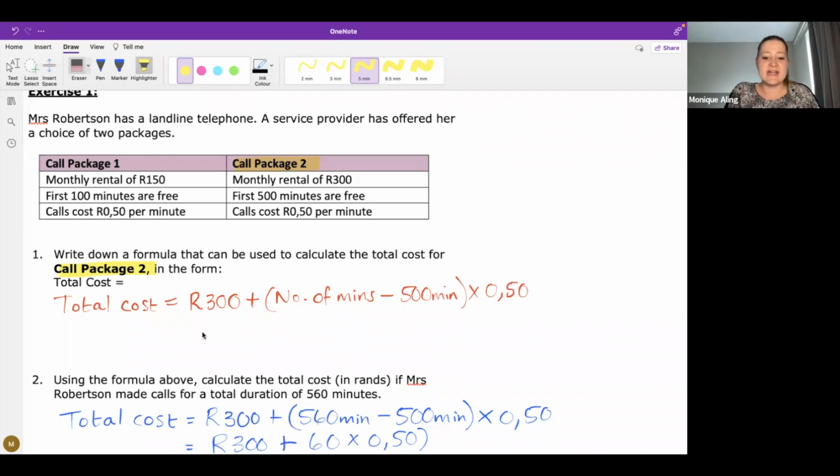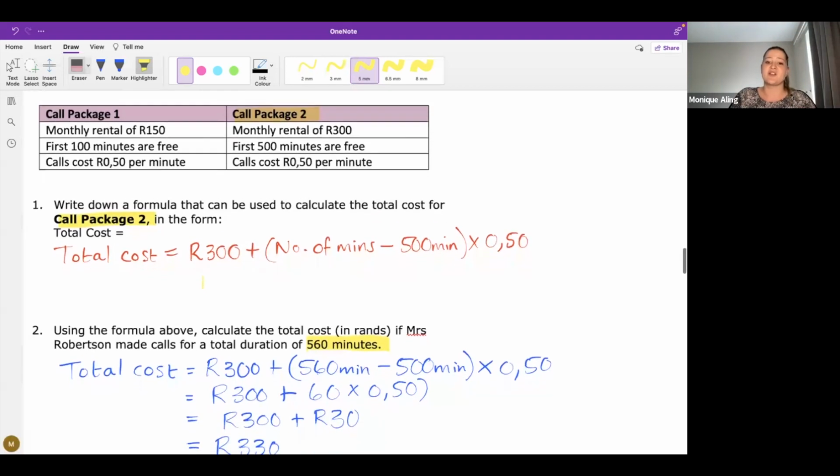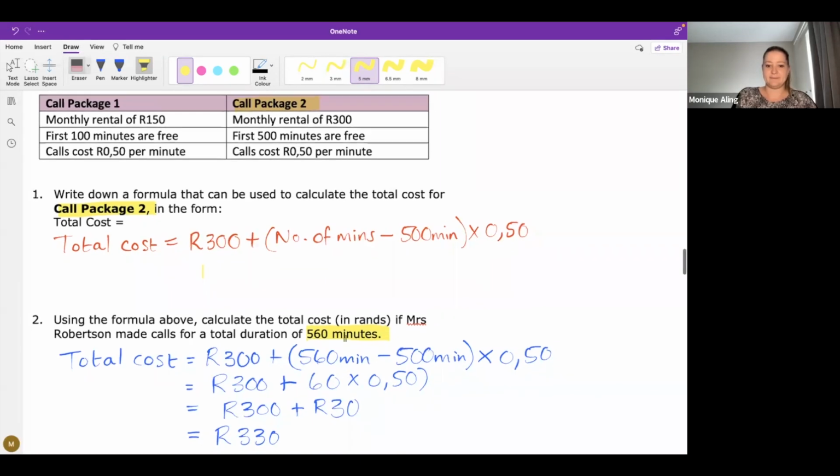Okay, in the question over here, they have to give us how many minutes she uses if they want us to work out any kind of cost.